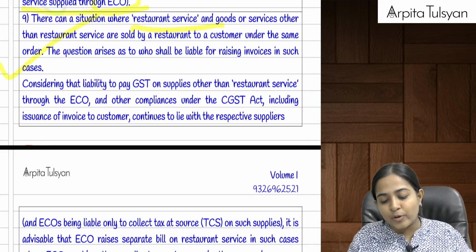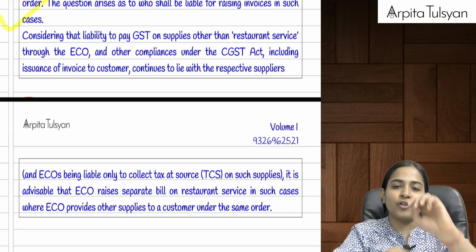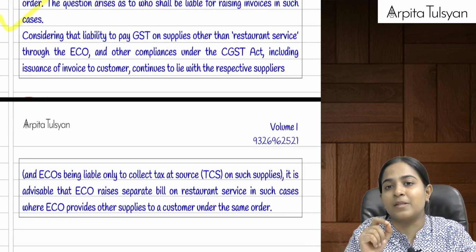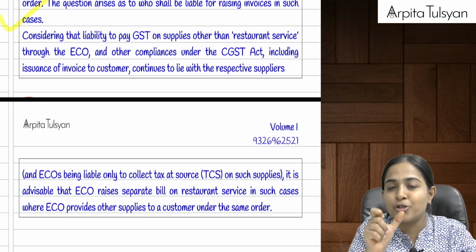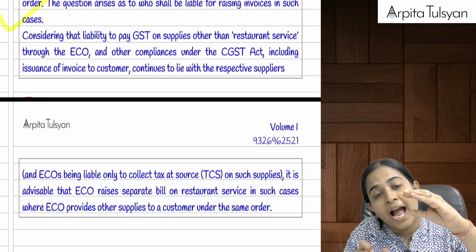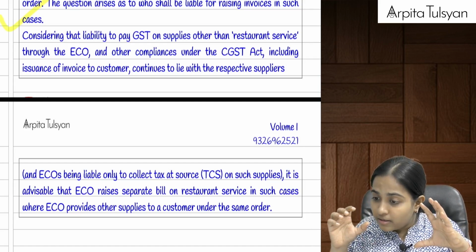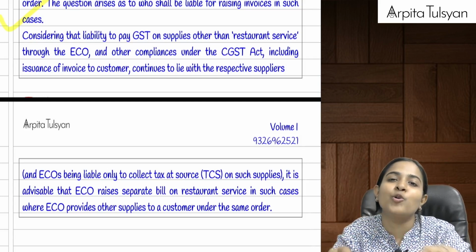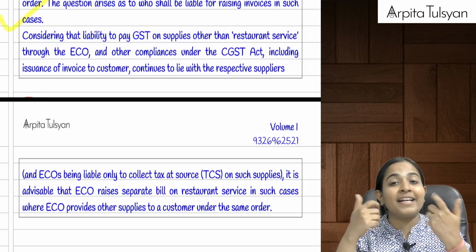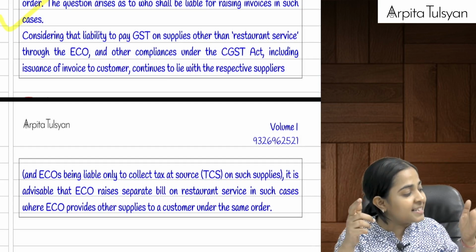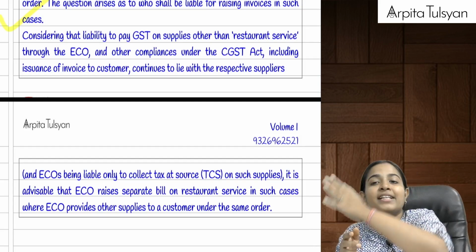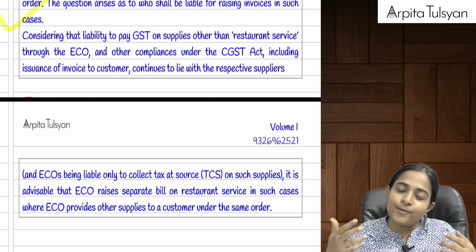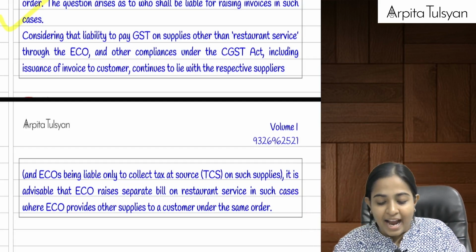So in this case, if 9(5) is not applicable, what is Zomato's responsibility here? Zomato's responsibility is just to issue the invoice only for that kulcha and paneer makhani. But the invoice for that canned juice will be issued directly by the restaurant to me. That is not a restaurant service provided through an e-commerce operator; it is a supply directly made by the restaurant to me, so the invoice will also be issued by that restaurant. Are you clear with this, everyone?